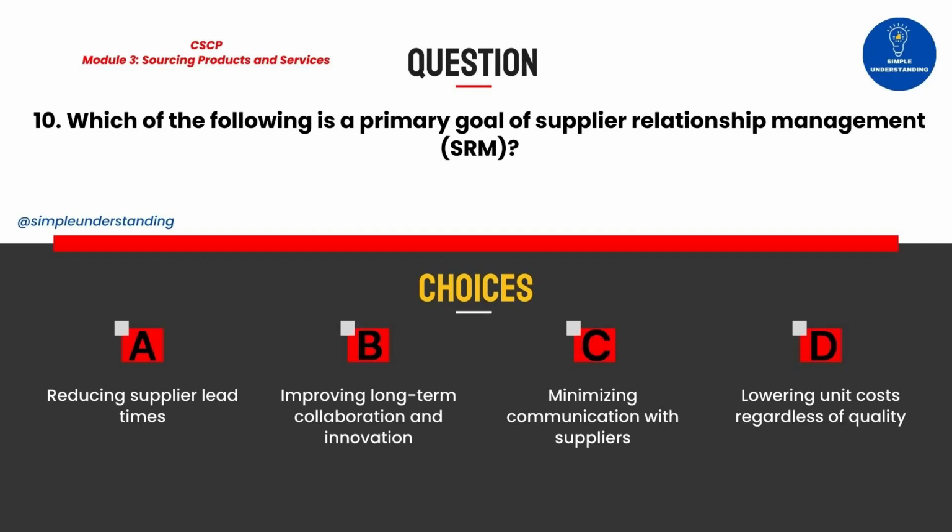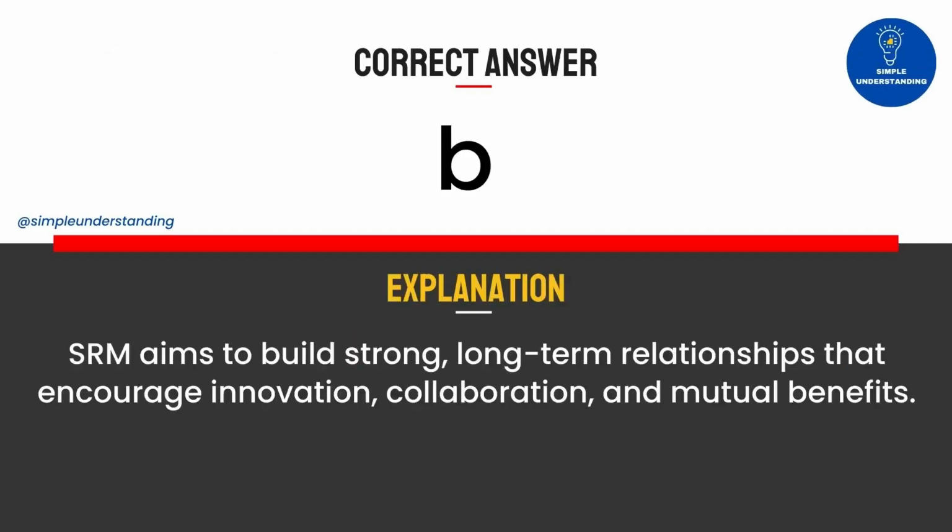10. Which of the following is a primary goal of supplier relationship management, SRM? A. Reducing supplier lead times. B. Improving long-term collaboration and innovation. C. Minimizing communication with suppliers. D. Lowering unit costs regardless of quality. Correct answer, B. Explanation. SRM aims to build strong, long-term relationships that encourage innovation, collaboration, and mutual benefits.